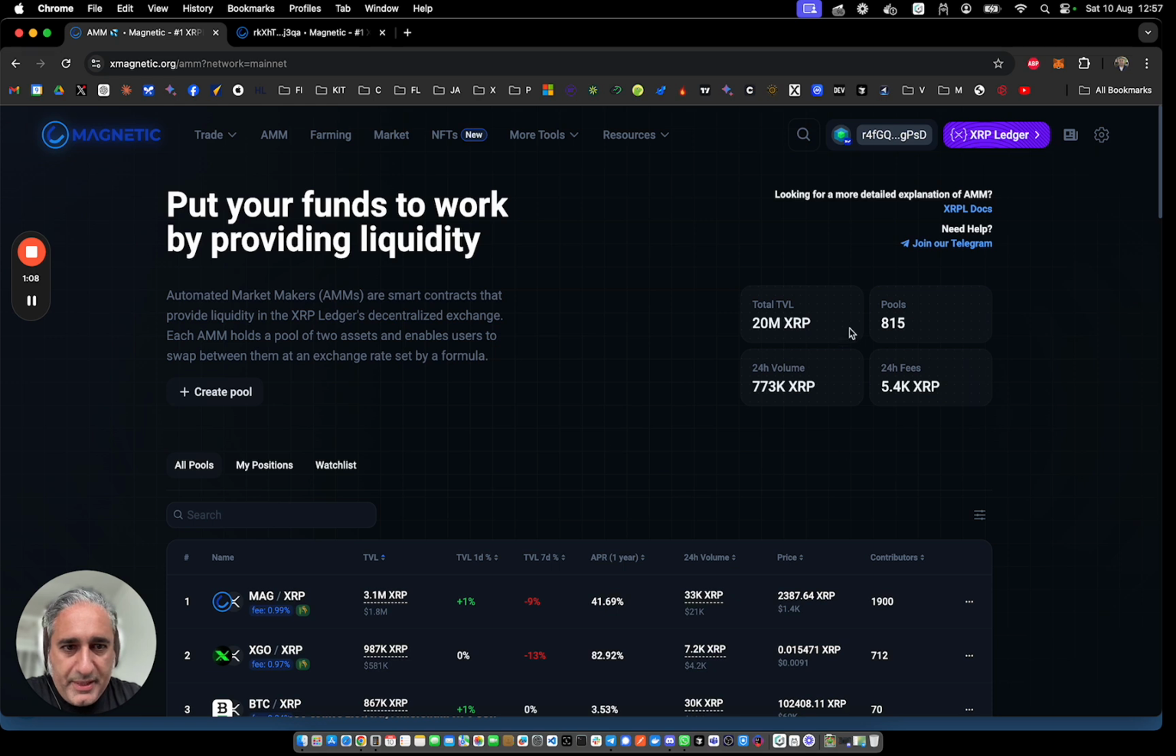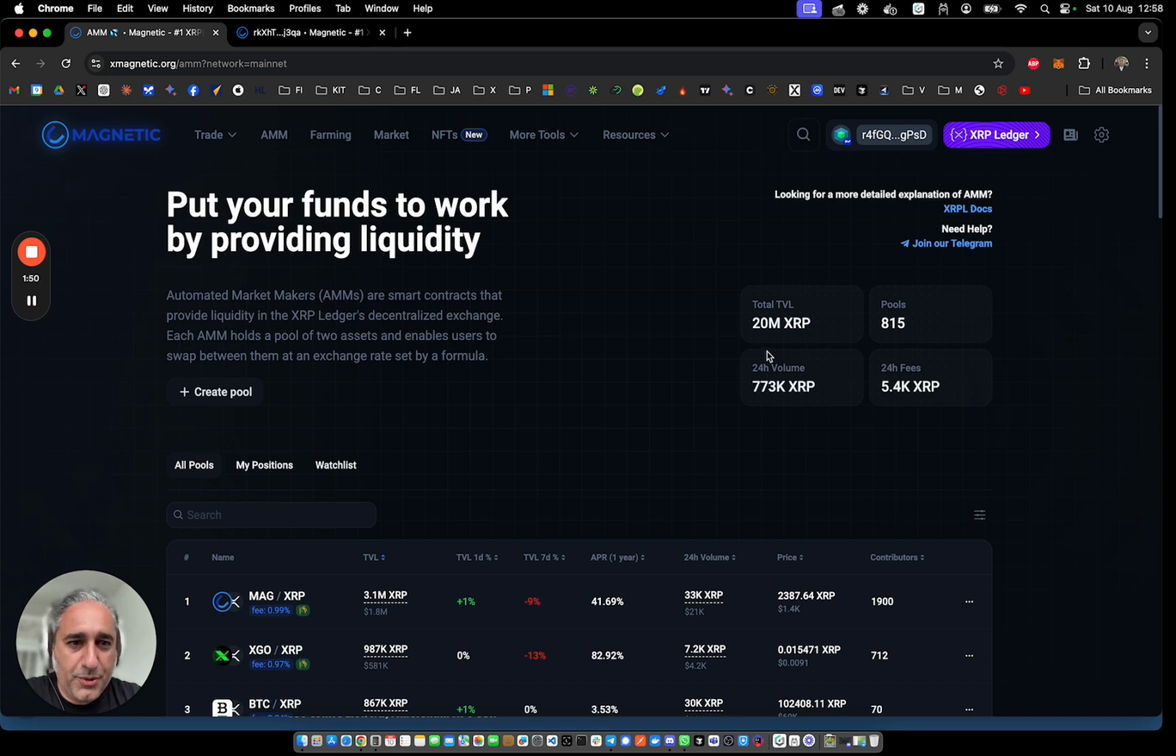Now some immediate things that you will see when you go onto the AMM screen here is the total value locked, or pooled would be actually a better term to use, because when you deposit assets into the XRPL AMM, they are not locked. You can freely swap in and out, deposit and withdraw those assets. But in any case, the industry is kind of terming this total value locked, which is the total amount in XRP of the value of the assets that are in the pools. You can see the number of pools here, 815 in total, the 24-hour trading volume and the 24-hour fees.